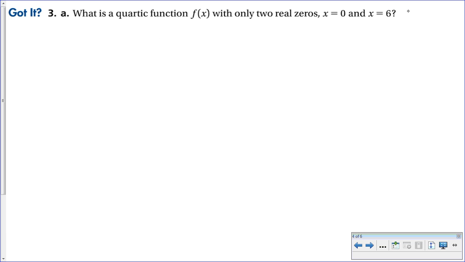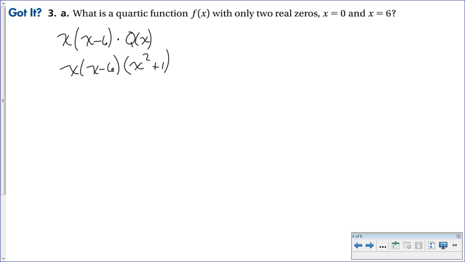All right, so we know we need to turn these into factors, so we can do x times, because you don't really have to write x minus 0, you can just write x, and then it's x minus 6. Then remember we need to multiply by some q of x so that q of x has no real zeros. So for simplicity's sake, let's make that just x squared plus 1. Now you just distribute this x through, and you get x squared minus 6x, and we are going to multiply that by x squared plus 1.